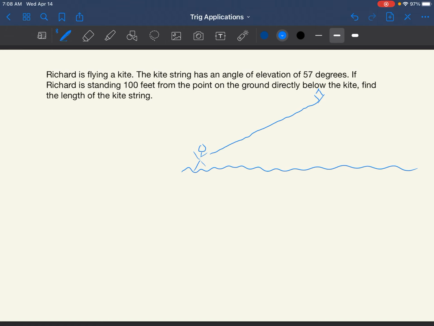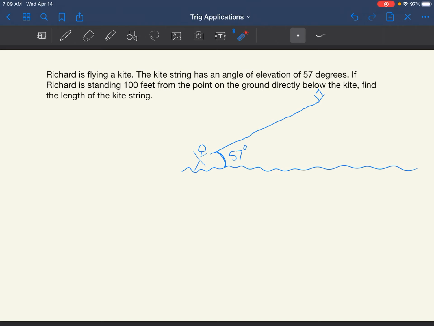The kite string has an angle of elevation of 57 degrees. So that angle of elevation goes from the horizontal, which in this case is the ground, up, in this case, to the string of the kite. So that's the angle of elevation. It goes from the horizontal up to the kite string. So I'll go ahead and label that. Angle of elevation is this angle right here, and it is 57 degrees.